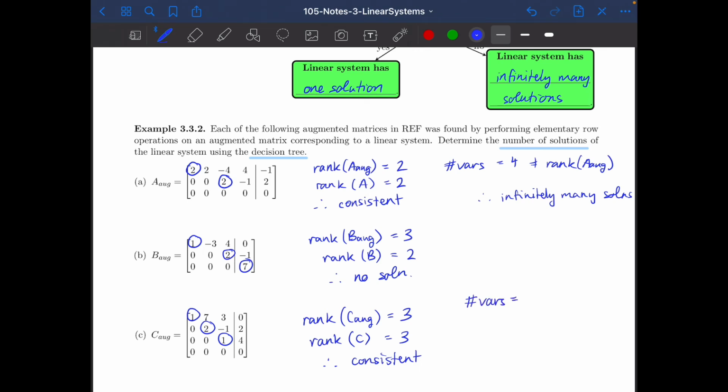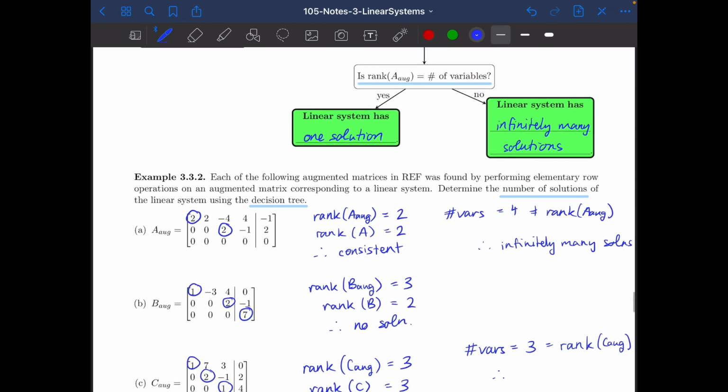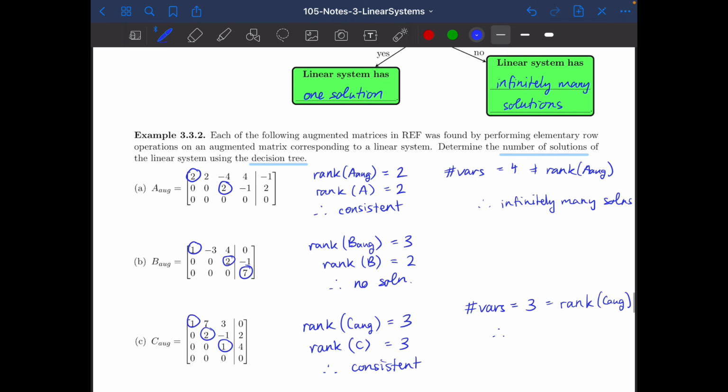The number of variables is 3. And how does that compare to the rank of the augmented matrix? It is equal to the rank of the augmented matrix. And so therefore, the answer to the second question in the decision tree is yes. And so the linear system has one solution.